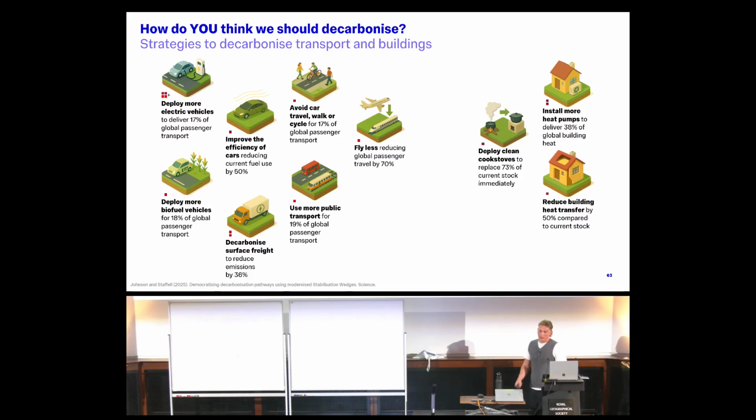Lastly, a bit like the car efficiency wedge, you can improve the efficiency of buildings, reducing the amount of heat transfer by insulating buildings by around 50%, which also delivers a wedge. Again, we've got this intricate web of trade-offs and synergies and different costs and a million different criteria with which you can appraise each of these strategies.